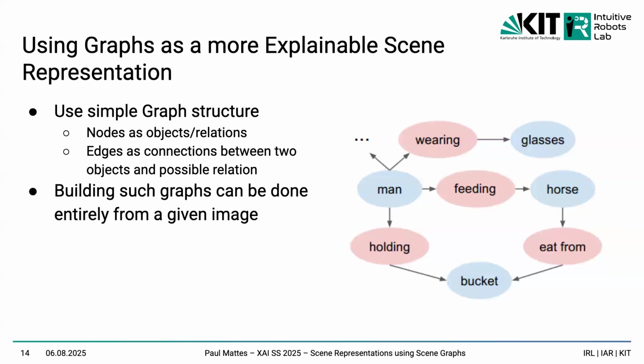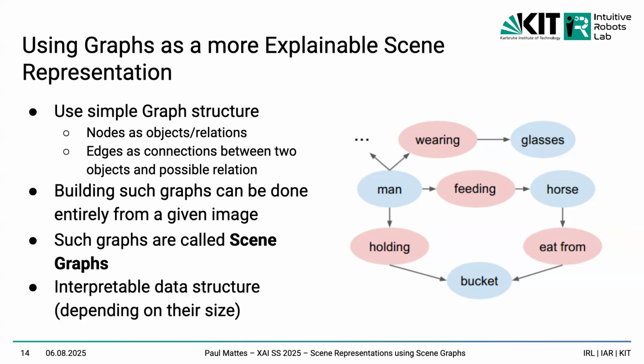That could look something like this. We have a man feeding horse, horse eats from bucket, man holding bucket. This is the main idea. And those graphs are called scene graphs because they represent a scene. And as I said, if the data size is not too big, they are inherently an interpretable data structure. So we already have a data structure which is more interpretable compared to a raw image, where we can say as humans, okay, I see different relations and so on, and then the robot also gets this as an input.